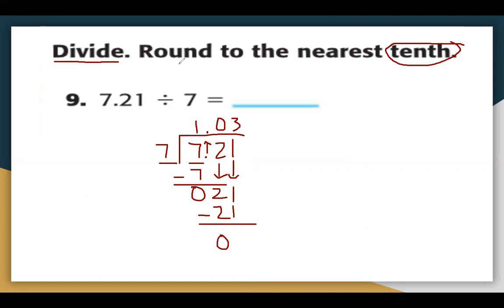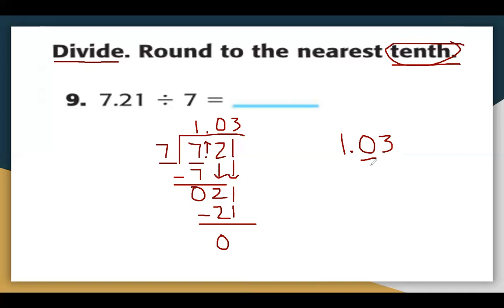But the second part of the directions says round to the nearest tenth. So let's remember how we round. I'm going to write the number over here. This is our answer, 1 3/100. We're going to round to the nearest tenth. So I have to figure out which of these places is the tenths place. Well, it's the one always to the right of the decimal point. We've got the ones place, the tenths place, and the hundredths place.